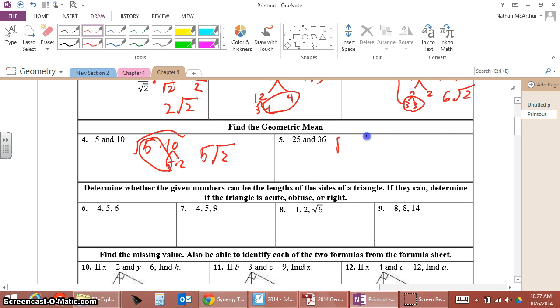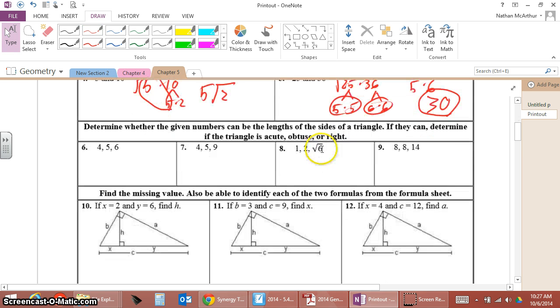I do here, I say square root of 25 times 36. Well, this splits to be 5 times 5. This splits to be 6 times 6. A pair of 5s and a pair of 6's. So I get 5 times 6. Nothing left underneath, so the square root goes completely away. And I'm left with the answer is 30. Okay, geometric mean between 25 and 36 is 30.